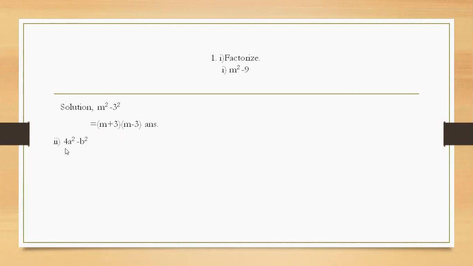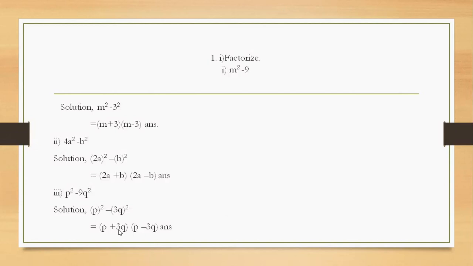Similarly, look at 4A square minus B square. First we express 4A square as 2A whole square, and B square as B whole square, so that gives 2A plus B, 2A minus B. Similarly, look at p square minus 9q square. Here 9 means 3 square, and q square means q only, so 3q whole square. Then you can write p plus 3q into p minus 3q. Like this we have to factorize.